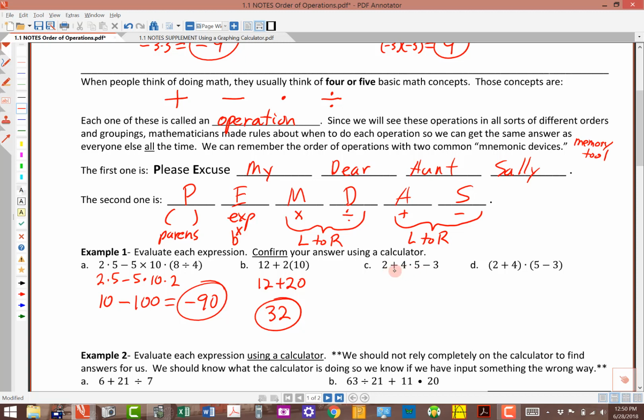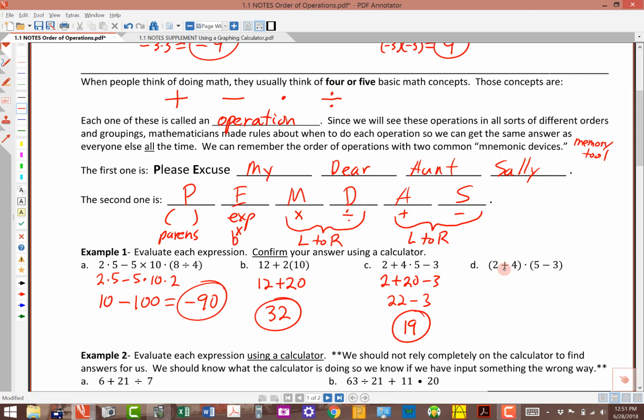Take a look at this one right here. We've got addition, we've got multiplication, and we've got subtraction. We're going to do the multiplication first. So we've got 2 plus, this is going to be 20, minus 3. Now, I kind of like doing this. We can do them in the order that they come from left to right. And on this one, that's really nice because we're going to put the two positive ones together. We're going to get a 22, and then we're going to subtract the 3. So we end up with 19 on this one.